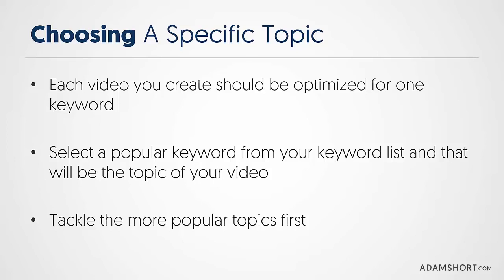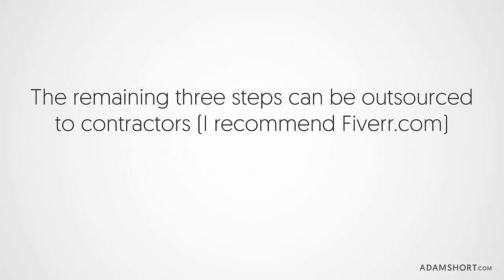So if you need to, go back to the Google keyword tool, pull up your keyword list, choose a keyword that's getting a lot of searches every single month, and tackle that keyword first. That way, you'll be coming out of the gates with a bang. You'll get a video out there that has a great chance of getting a lot of traffic. Again, this is really the only step you need to do yourself. After that, you can outsource the rest of the video creation process.